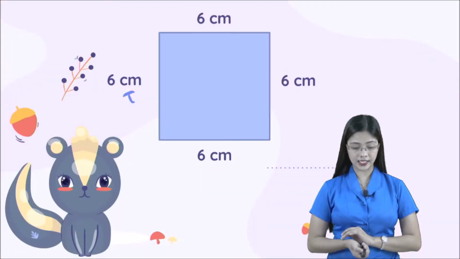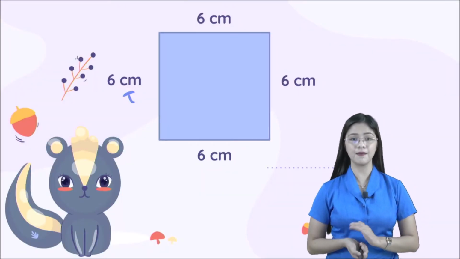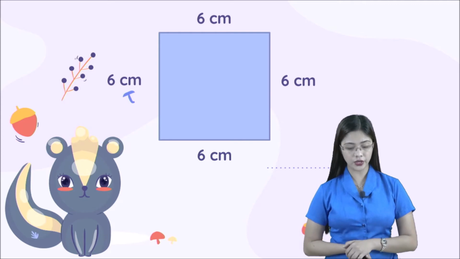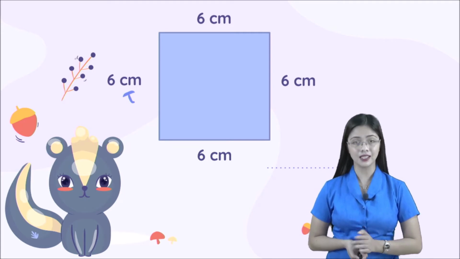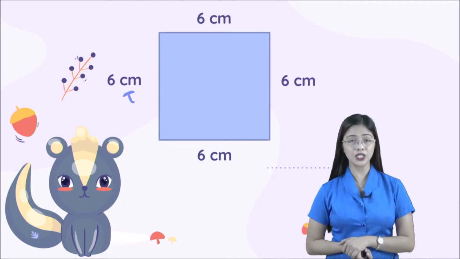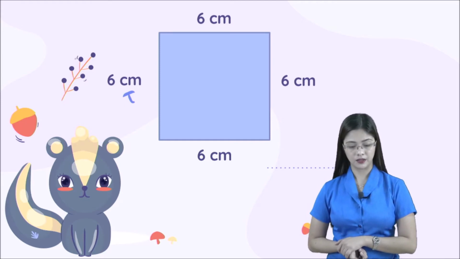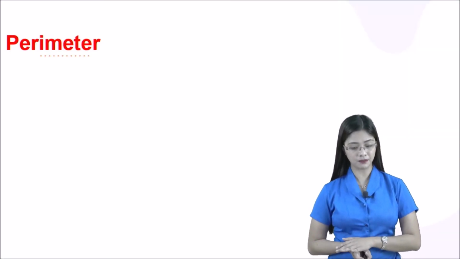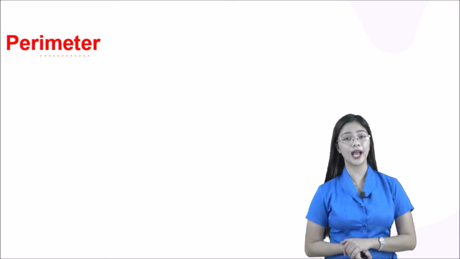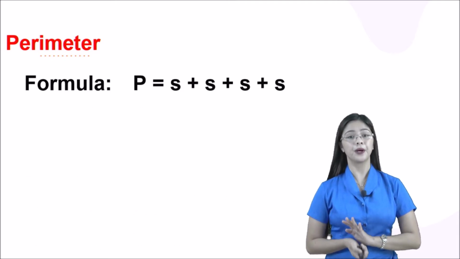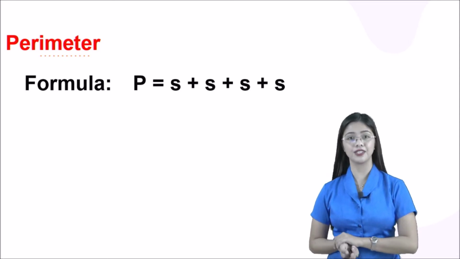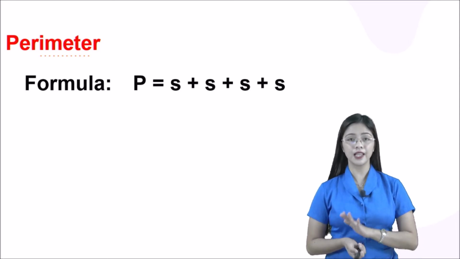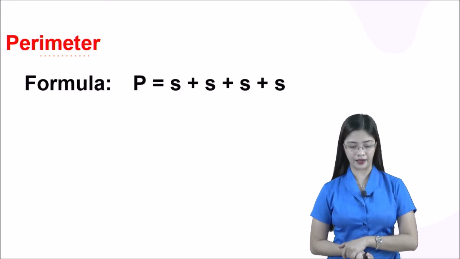So, let's have this square. Let's get the perimeter of the square. So, we all know, kids, that a square has 4 equal sides. So, it means it has the same length and the same width, which is 6 centimeters. So, again, I will repeat. In our formula for a square, the perimeter is side plus side plus side plus side, because they have the same length and the same width for a square.